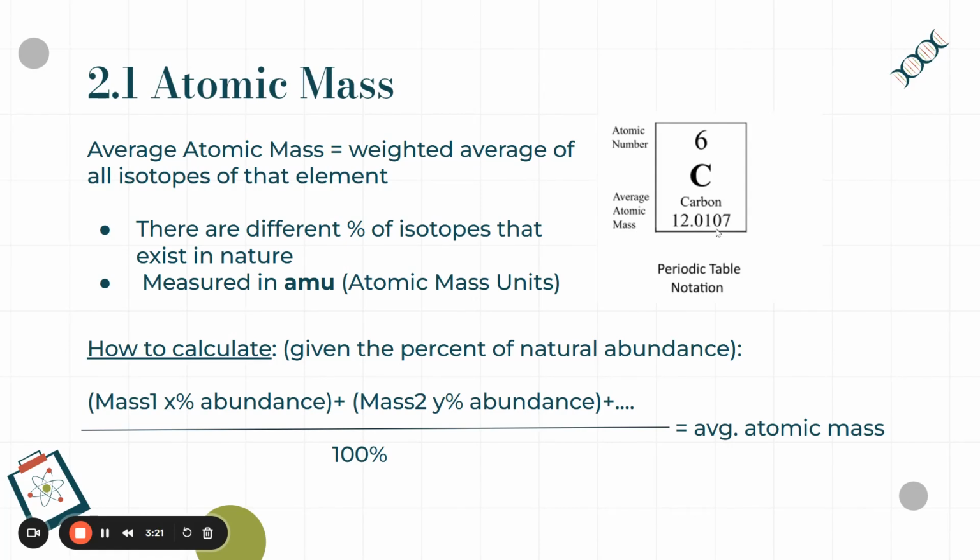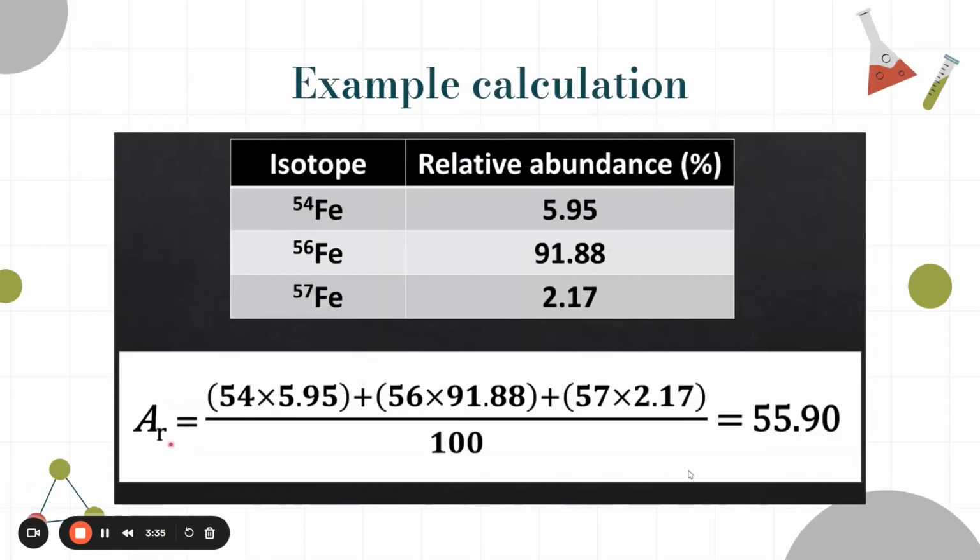12.0107. And so you can calculate this using this formula down here, with the mass of the first isotope times its abundance plus the mass of the second isotope times its abundance, and so on, divided by 100. And so this is an example of that, where you have iron with these isotopes and the relative abundance.